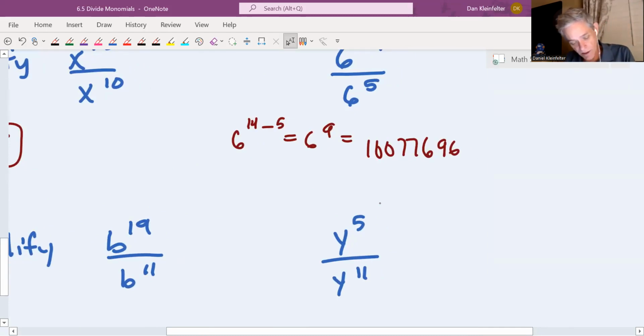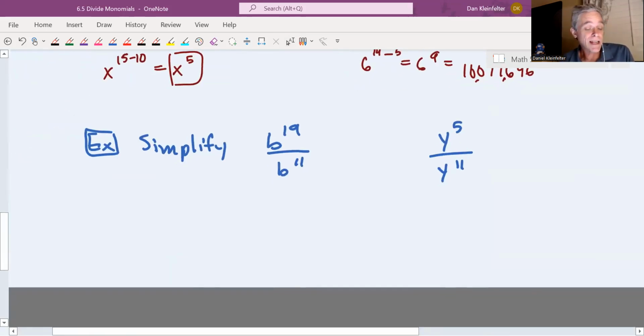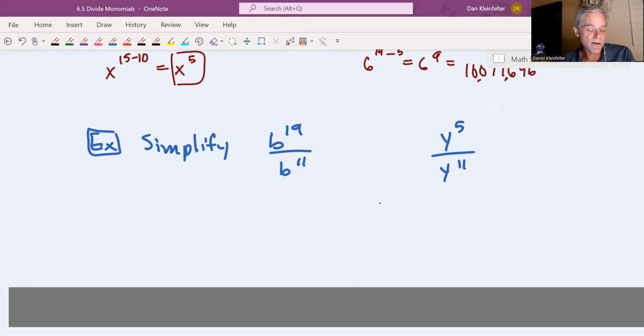All right. So that was a fairly good sized number. 10 million and change. Right, so we're subtracting exponents. b to the 19th power divided by b to the 11th power. That will be 19 minus 11 is 8. That's b raised to the 8th power.